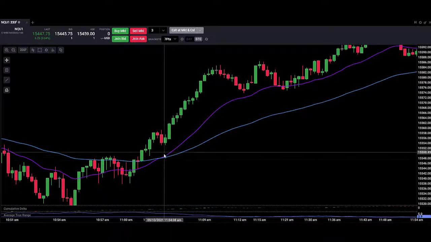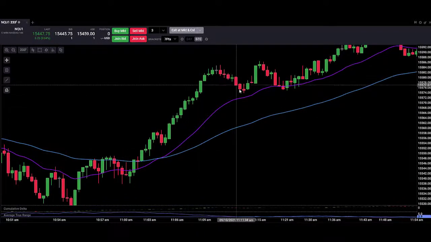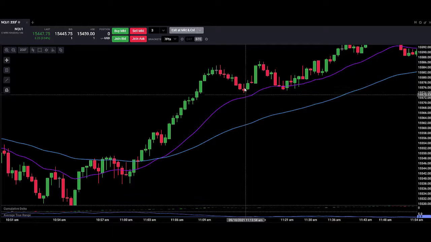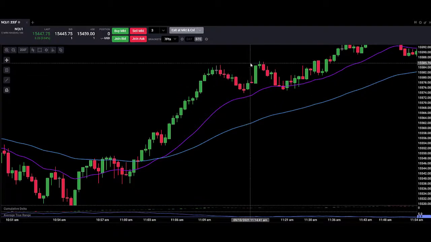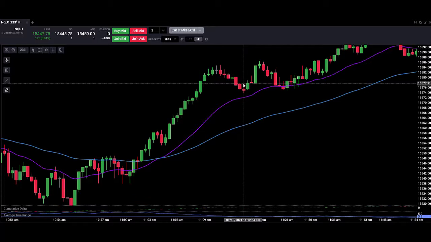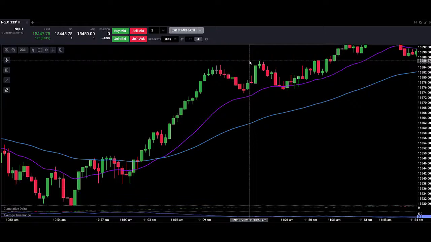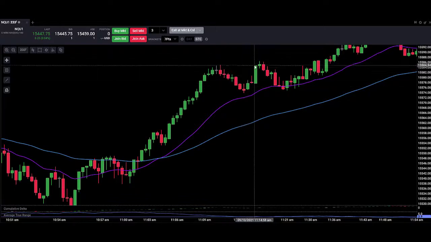Okay, we got the cross. Wait for the pullback. We didn't quite get there, but a nice indecision candle. We closed green, bang. From say 78 to 86, 87. So that's almost 10 points.